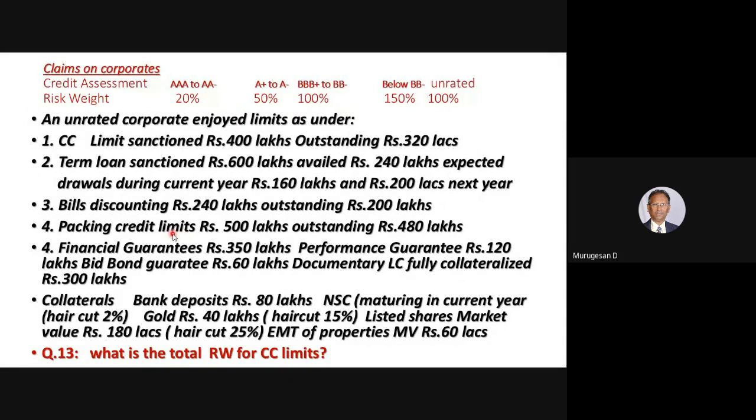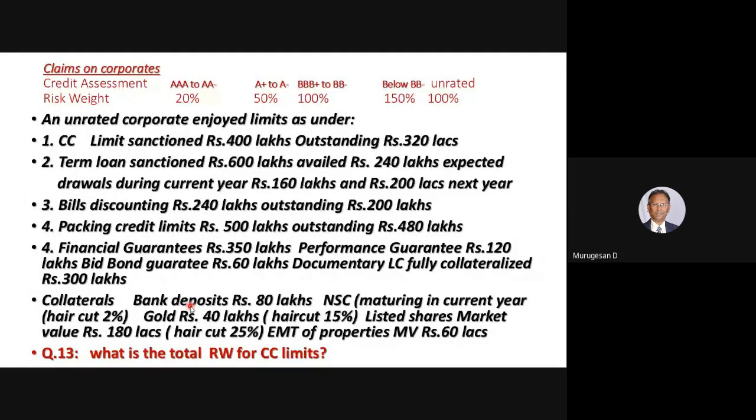Here you see, financial guarantee 350, 100 I told. Bid bond guarantee, only CCF is 50%. Documentary LC fully collateralized, 300 lakhs, so you have to apply only CCF of 20%. Bid bond performance, 50. So you remember the formula, sir. Again, here you see, collateral 80 lakhs. You total the limits, 400, 600, and financial guarantees, and calculate the total risk weight. On the total risk weight you have calculated, collaterals are applicable.